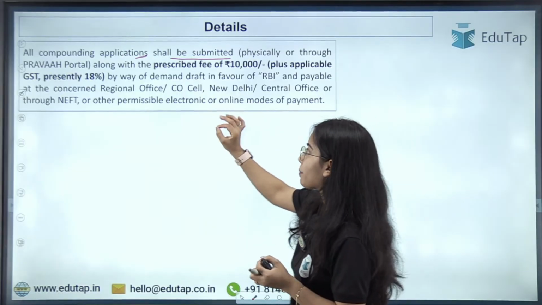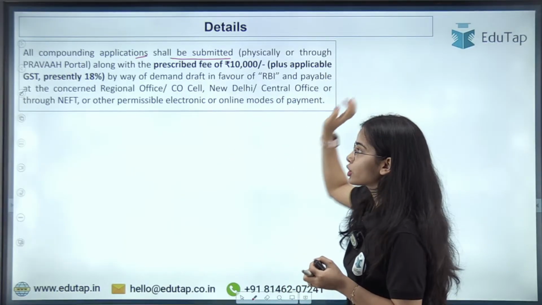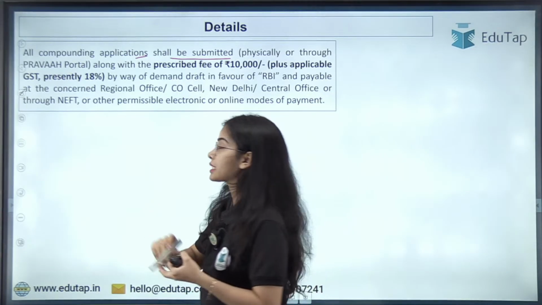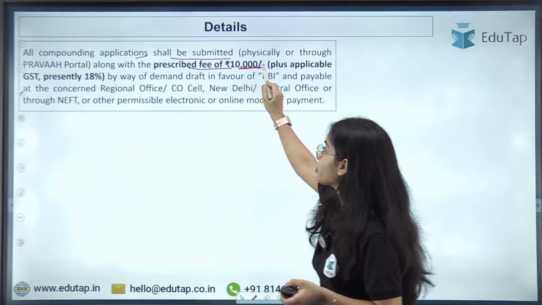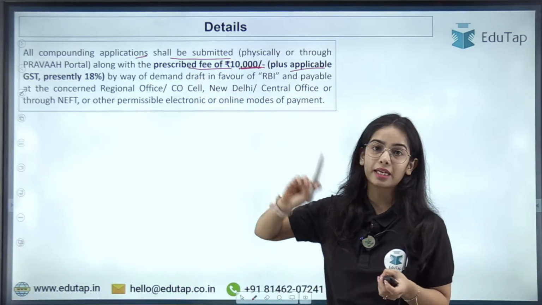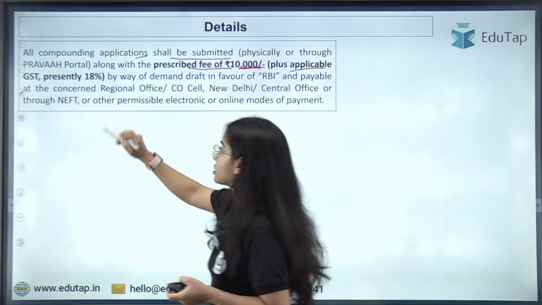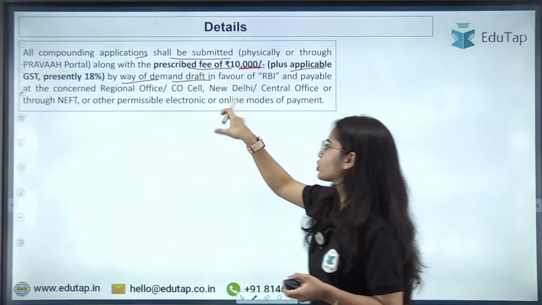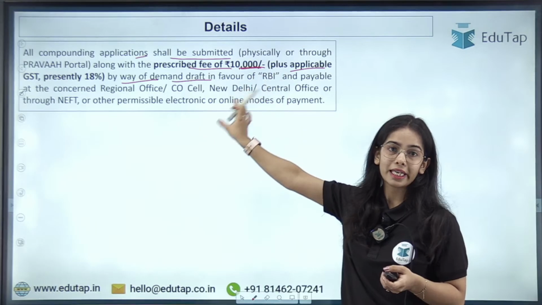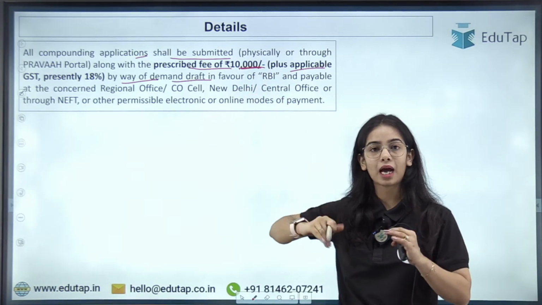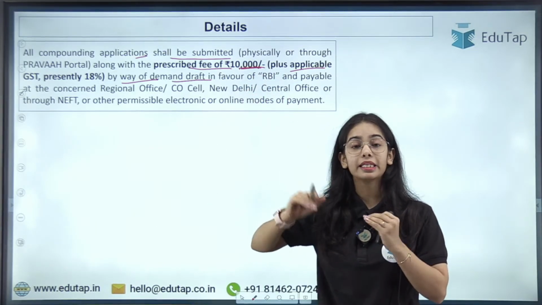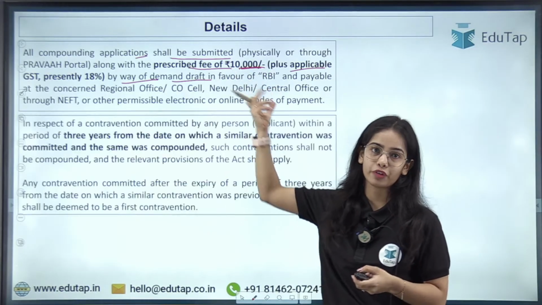So all compounding applications shall be submitted physically or through the PRAA Portal along with the prescribed fee of 10,000 rupees plus applicable GST, that is right now 18%, by way of demand draft or through NEFT and other electronic or online modes of payment. The application that is being sent has to be sent with the application fee also, okay.